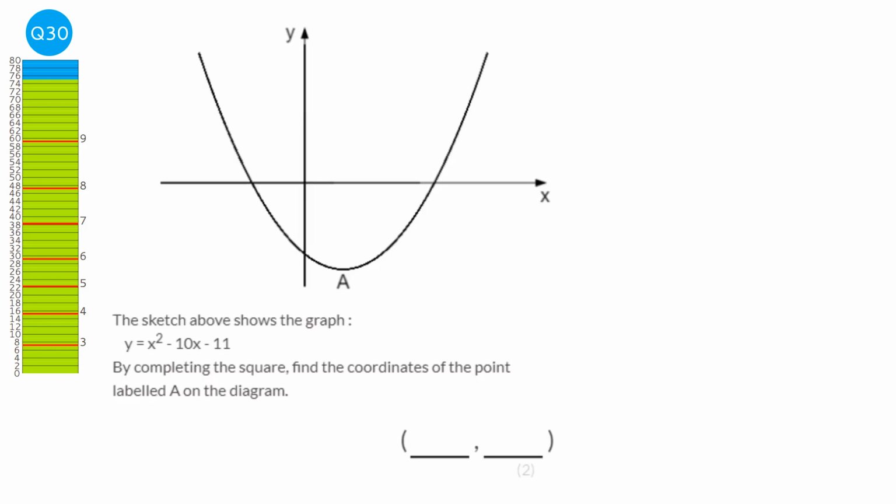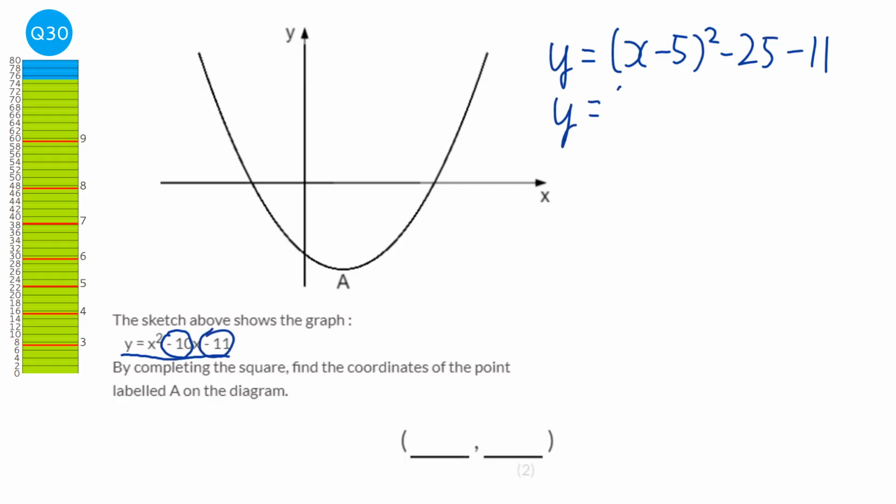So we're going to start by completing the square, which it's asked us to do. And so to complete the square, what we do is we put a set of brackets down and we put x minus half of the coefficient of the x, so minus 5, and square it. And if you were to expand that, you get x squared, brilliant, minus 10x, fantastic, plus 25, so we need to remove that 25. And then we've got the minus 11 there, just that was on the end there. When you tidy that up, you get minus 36.